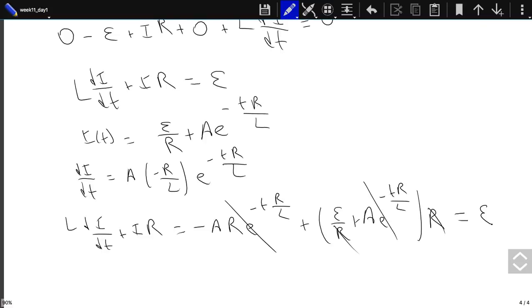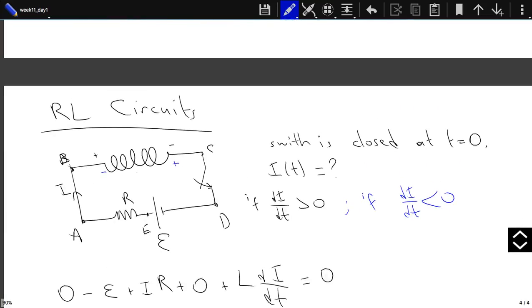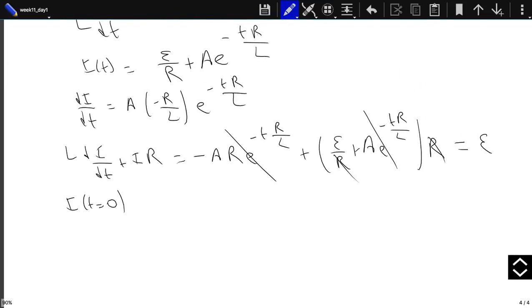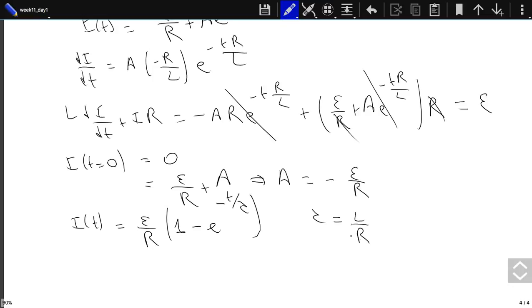So this is the solution for this equation. Now, how do we determine a? We know the initial condition. At t equal to 0, that is when we close the circuit, the current running in our circuit is 0. The current didn't build up yet. This is equal to 0. But at the same time, this is epsilon over R plus a. So this should be 0. So it basically tells me that a should be equal to minus epsilon over R, or I as a function of time is epsilon over R times 1 minus e to the power minus t over tau. Tau is L over R. So this is how the current changes as a function of time.